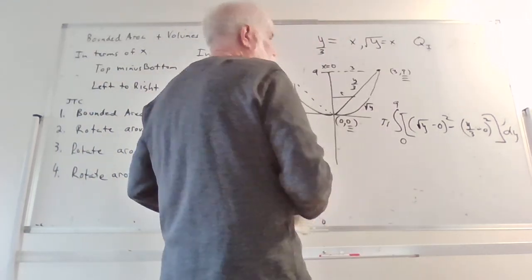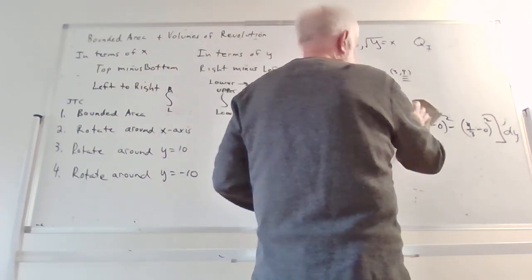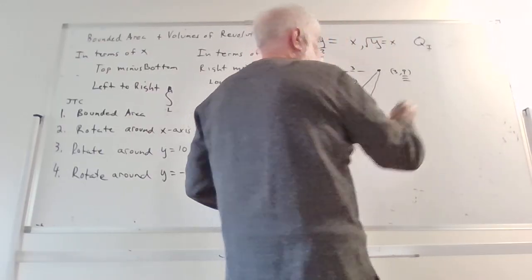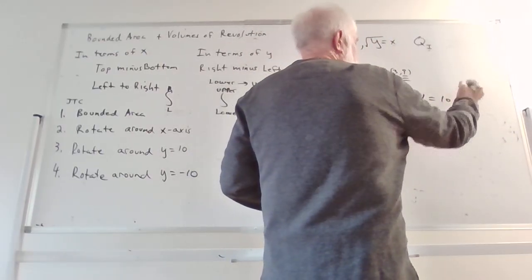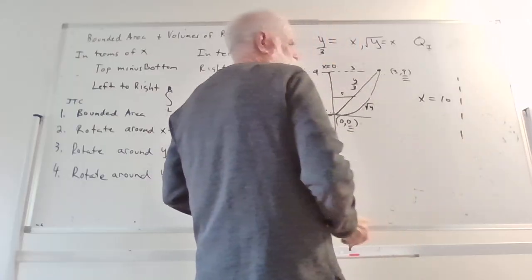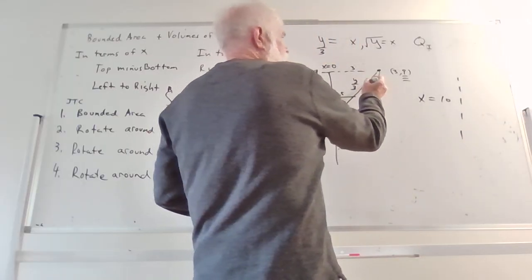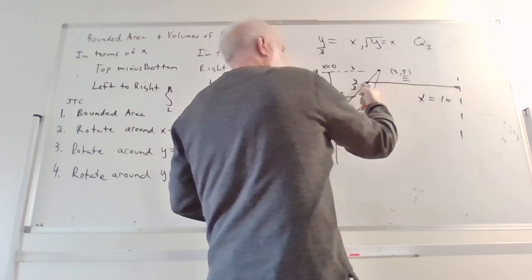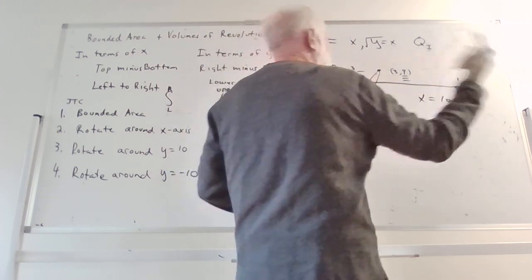Now let's do rotate around x equals 10. So x equals 10 is out here. So what's my big R? My big R is the longer radius, the connection, the string. I'm going to rotate that piece of string around.